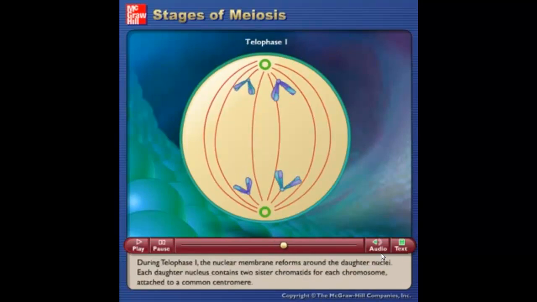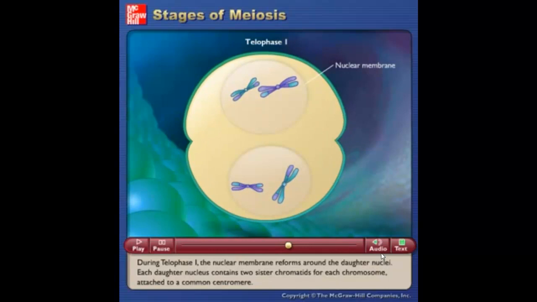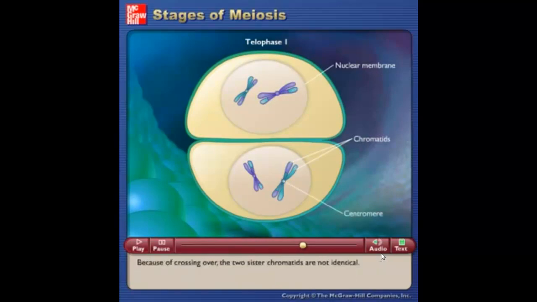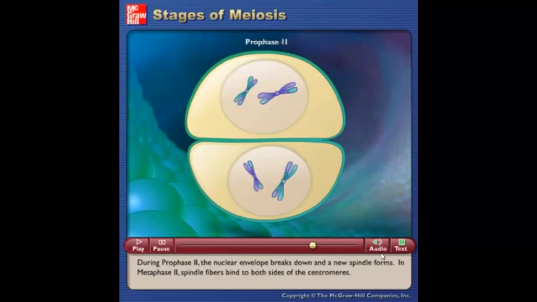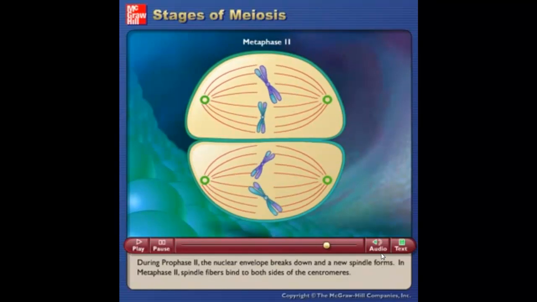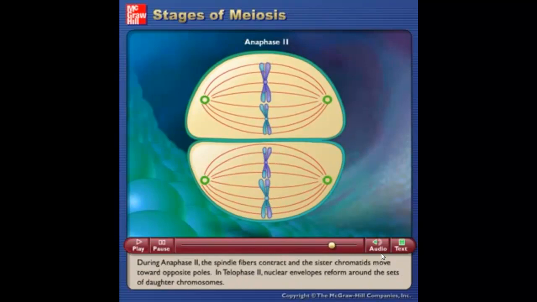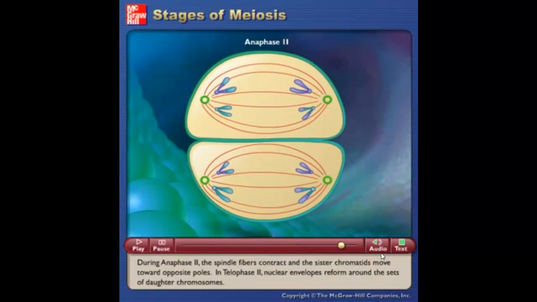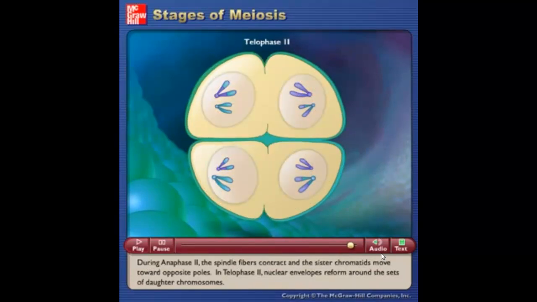During telophase 1, the nuclear membrane reforms around the daughter nuclei. Each daughter nucleus contains 2 sister chromatids for each chromosome attached to a common centromere. Because of crossing over, the 2 sister chromatids are not identical. During prophase 2, the nuclear envelope breaks down and a new spindle forms. In metaphase 2, spindle fibers bind to both sides of the centromeres. During anaphase 2, the spindle fibers contract and the sister chromatids move toward opposite poles. In telophase 2, nuclear envelopes reform around the sets of daughter chromosomes.